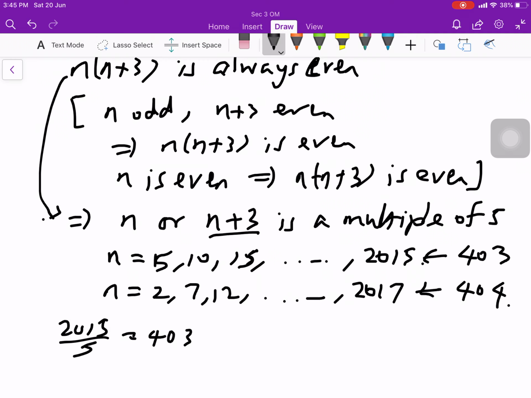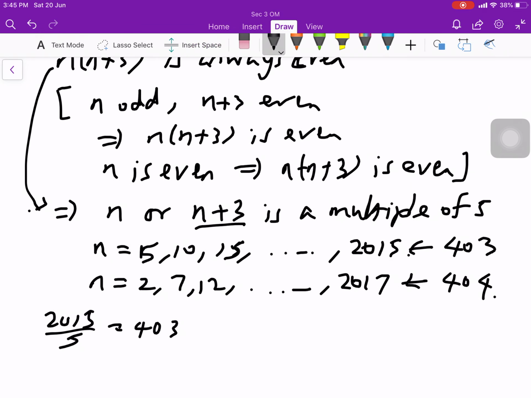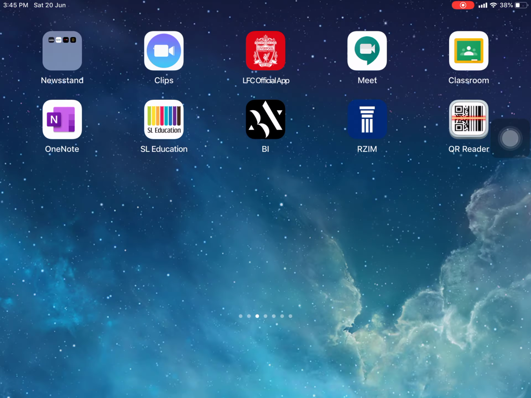Therefore, the number of values of n for which the last digit of m is 1 is equal to what? What is the total that we have? The total is 403 plus 404, and that is equal to 807. Therefore, there are 807 numbers of m.